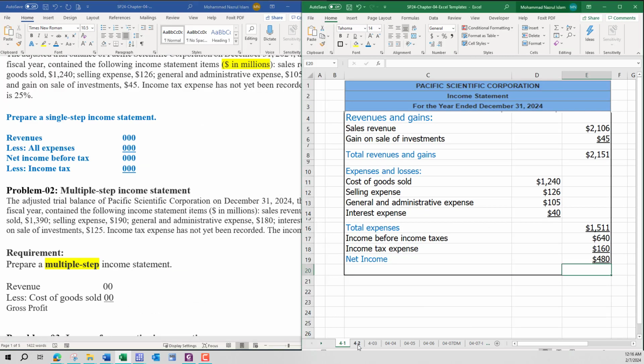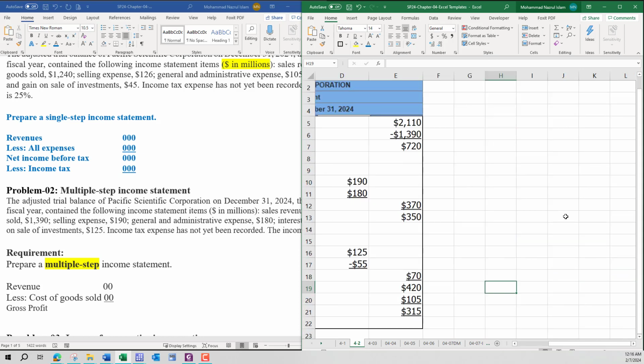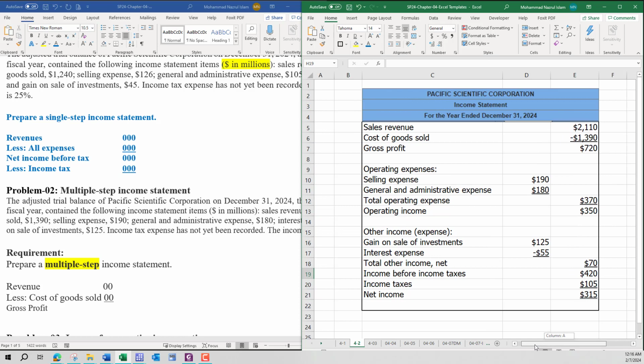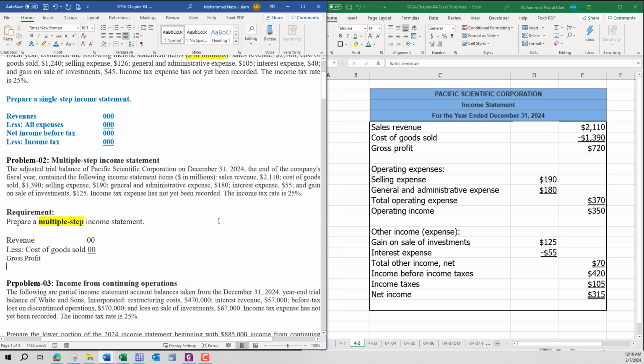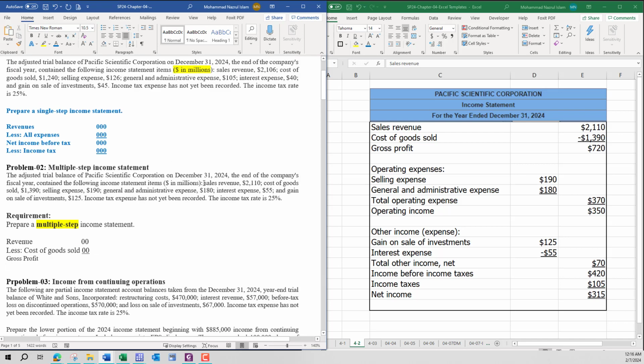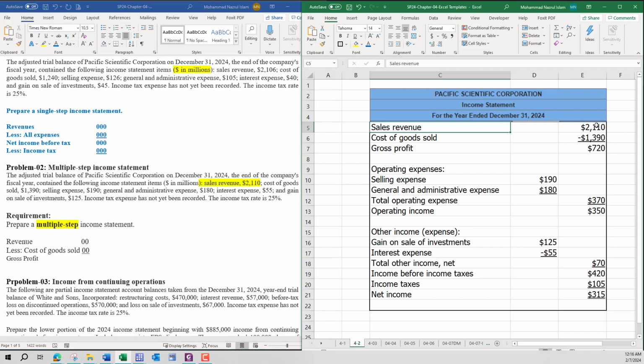This is the 4.2. Let me make it a little bigger so you can have a better view of this one. So this is our problem. We have started with the sales revenue, which is 2,110. And the cost of goods sold has a minus sign before it, so we have used the sum function because there is one positive, one negative. If the positive is more than negative, the number will be positive. So we have a positive, that is, this is our gross profit, not the gross loss.